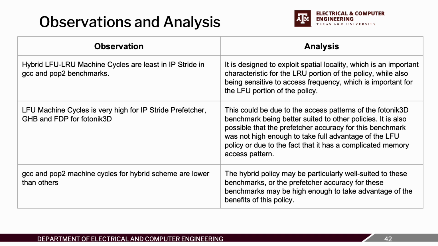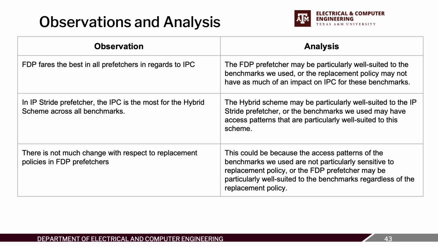We also observe that for GCC and POP2 benchmarks across FDP and GHB, the hybrid scheme performs well in terms of machine cycles due to the temporal and spatial locality. FDP fares the best of all prefetchers in regard to IPC. This is due to its well-suitedness to these benchmarks as well as its variable prefetch degree. We also find that the IPC for the hybrid scheme is highest in IP stride prefetching. We also find that there is not much change with respect to replacement policies in the FDP prefetcher. We theorize that this is due to the FDP prefetcher's well-suitedness regardless of the replacement policy.